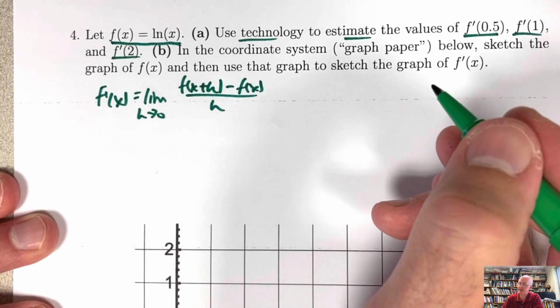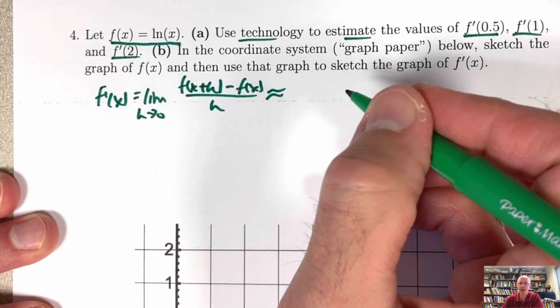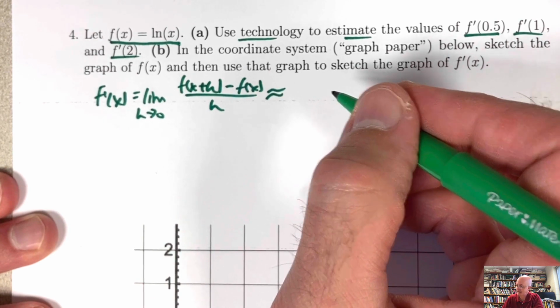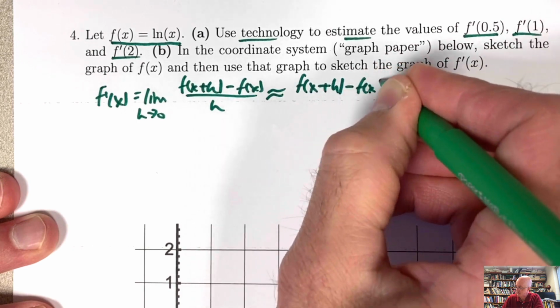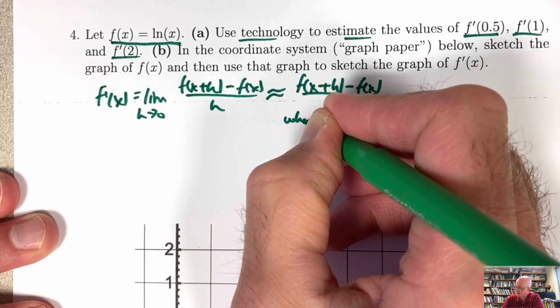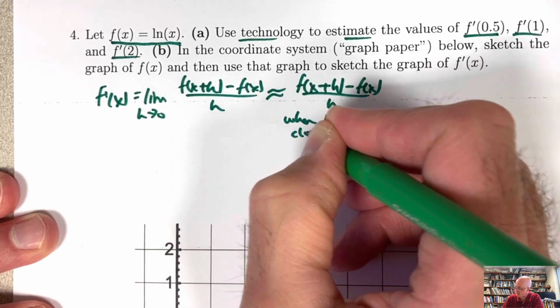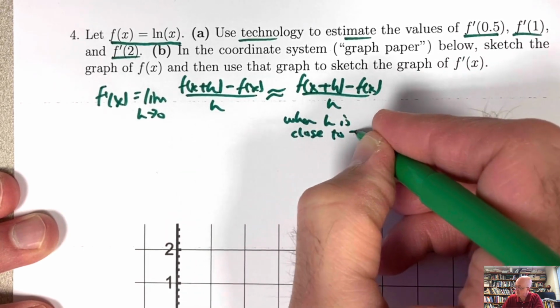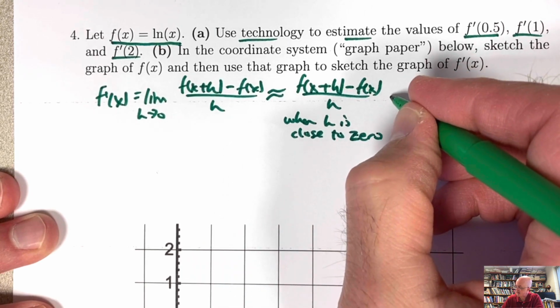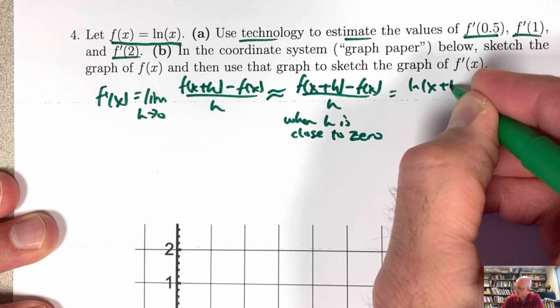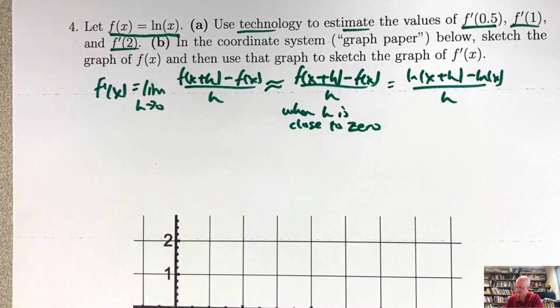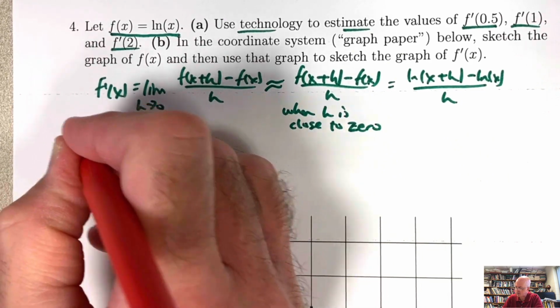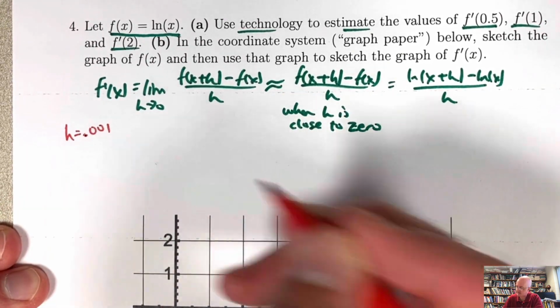And we can approximate this with technology by plugging in a value of h close to 0 but not equal to 0. I could write this is approximately f of x plus h minus f of x all divided by h when h is small, when h is close to 0, but not equal to 0 because I don't want to divide by 0. And for this function, that'll be ln of x plus h minus ln of x divided by h. Okay, so in the first case, f prime of 0.5, let's go ahead and use h equals 0.001 in all three cases, say.